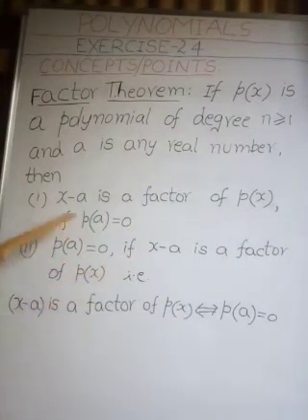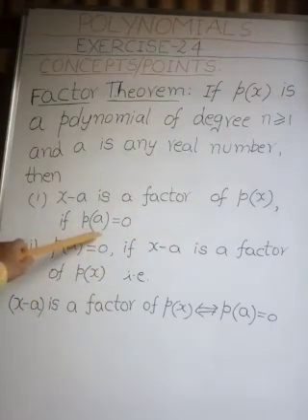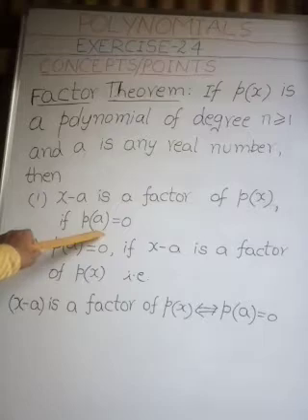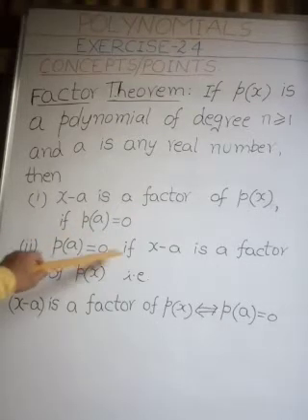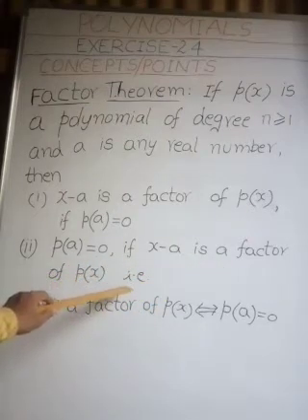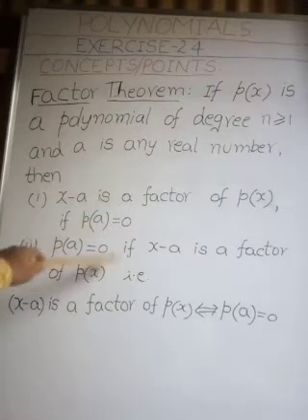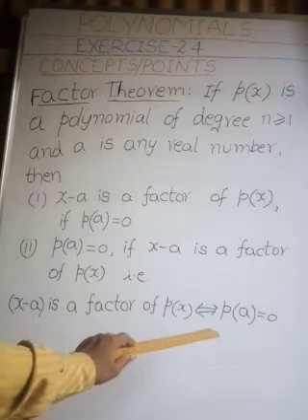If P of A is equal to 0. And second one, P of A is equal to 0 if x minus a is a factor of P of X. That is, we can join these two statements as a single statement. We can write as a single statement.